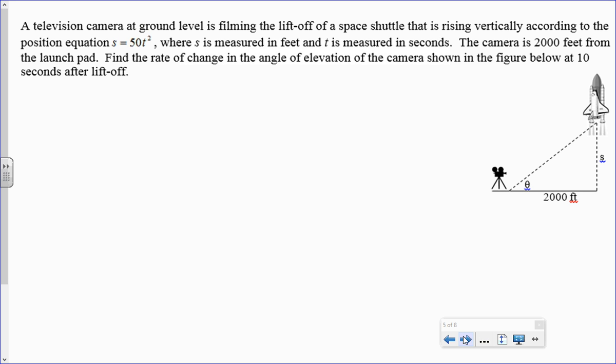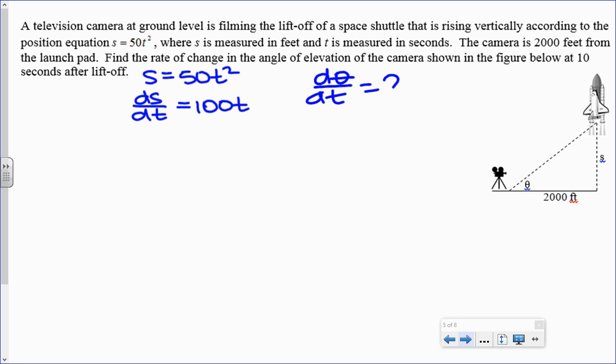Okay, so if S equals 50t squared, then technically we do know dS dt. Do you agree? So we do know that dS dt would be 100t. Okay, what are we looking for? We are looking for the change of the angle, right? So since our angle is theta, we are looking for d theta dt, when time is 10.